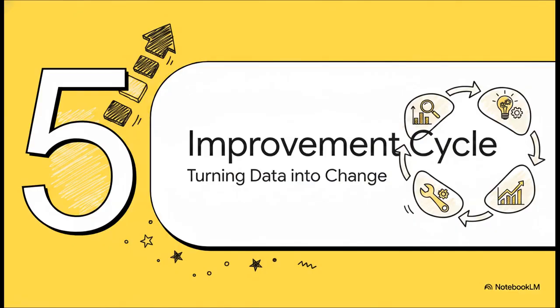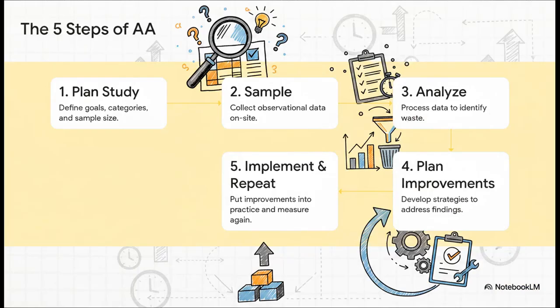Okay, but collecting all this data is only half the battle, right? The real power of activity analysis comes from turning that data into action, and it does that through a continuous improvement cycle. It's a system that's literally designed for change. And this cycle has 5 really clear steps.